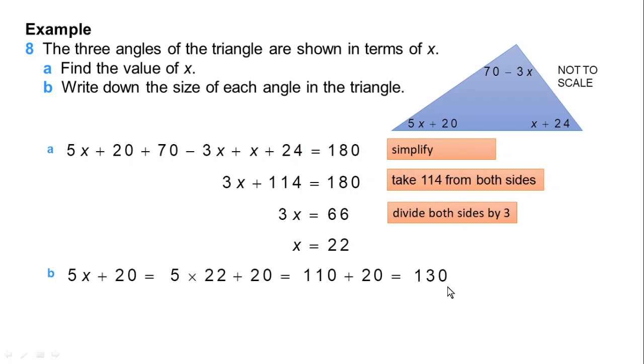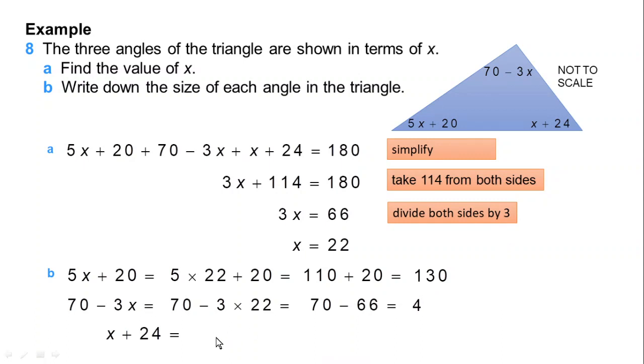Okay, I have 130. 7 minus 3 times 22 will become 4. Then x, which is 22, plus 24 is equal to 46. 130 plus 4 plus 46, you will get 180. Okay, it doesn't look like that, but you will notice a symbol. You will notice words or a statement here, not to scale. So it means this is not the original measure of this one.